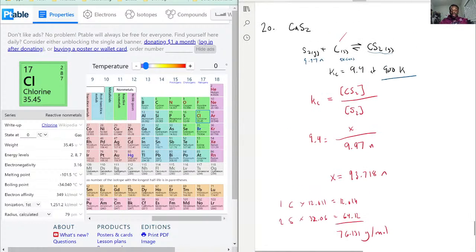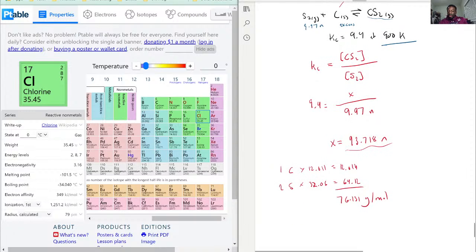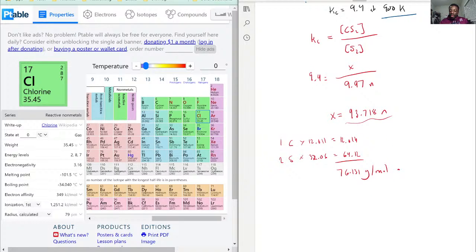It may not be the case, but based on that equilibrium constant, when we do this products over reactants, I don't see any coefficients that we need as well. This is what we're going to have as x, which is quite a big number, but there's nothing we can do about that. We have 76.131 grams per mole. Multiply that by the amount of moles we have, that 93.718, and we get the amount of grams in total is 7.1.